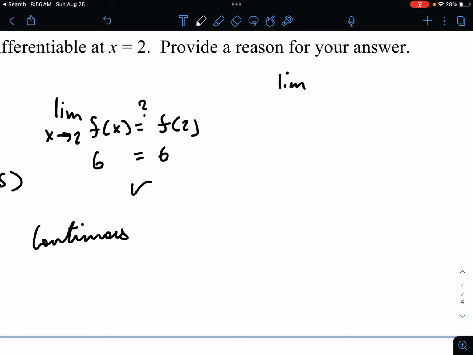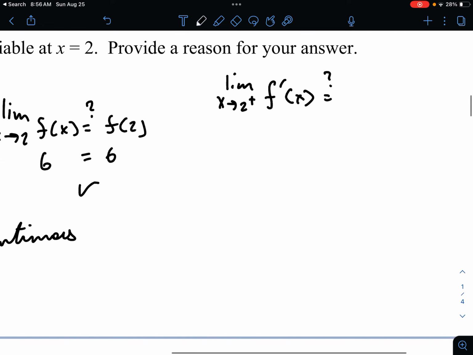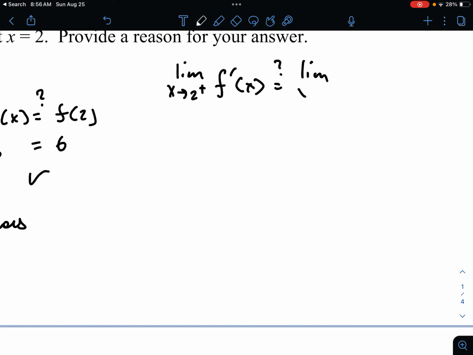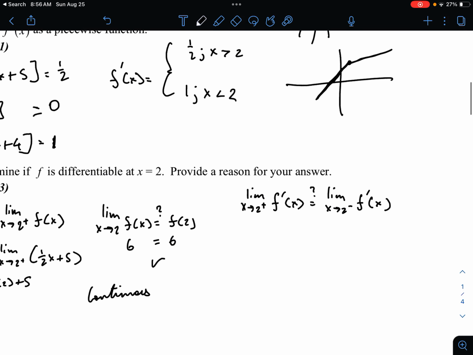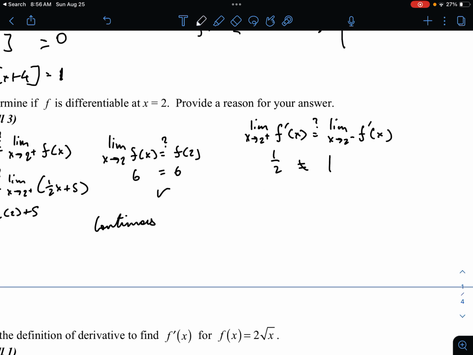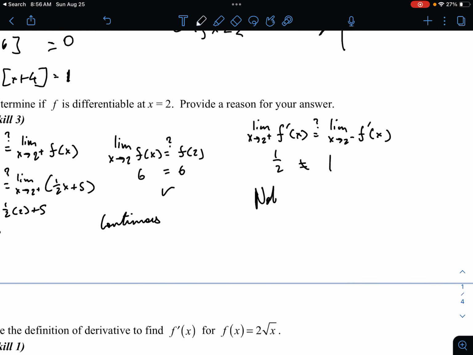Now, if you want to formally prove that, it's kind of the same idea. It's the limit as x approaches 2 from the right of f prime of x, compared to the limit as x approaches 2 from the left of f prime of x. From the right, it would equal 1/2, which isn't equal to from the left, which is 1. So I would say, not differentiable.